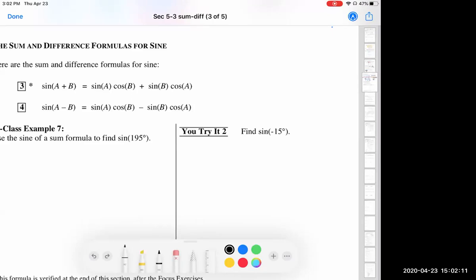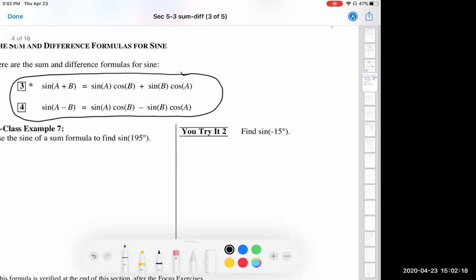So we have two different formulas to add to our list: sine of a sum and sine of a difference. Now you try it too. You have options. You can think of two numbers that, when you add them, you get negative 15, or you can think of two numbers that, when you subtract them, you get negative 15. Let's do this. I think subtraction would be cooler because I don't have to worry about throwing in negatives.